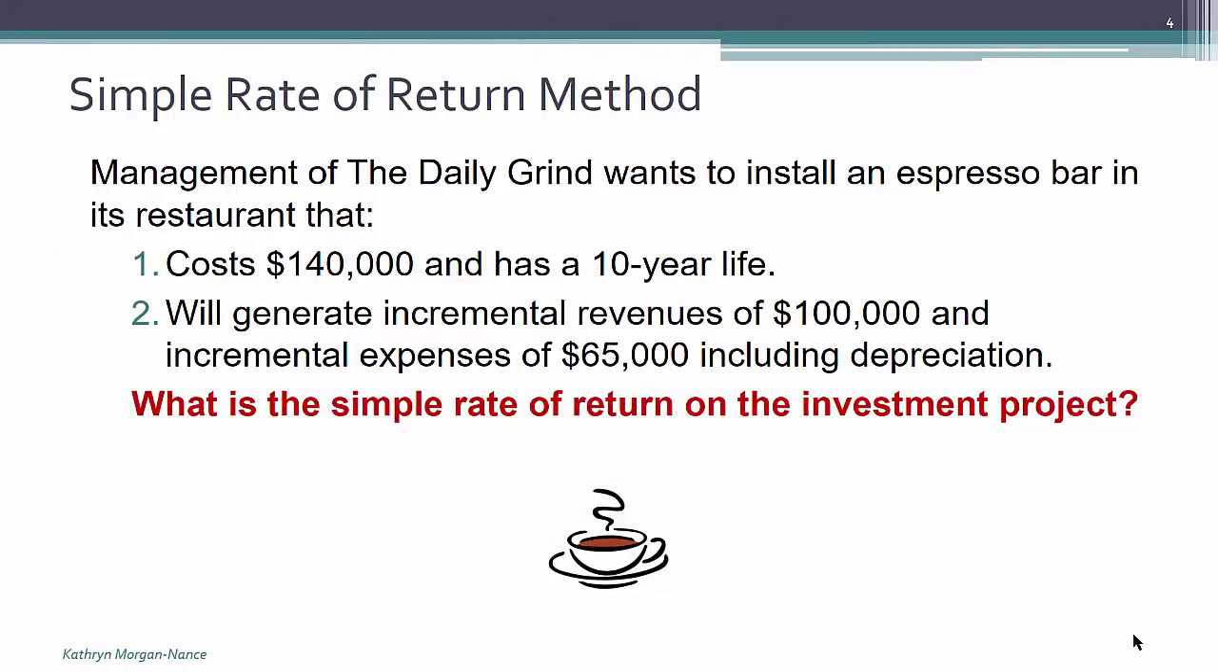We'll now consider a simple example. Assume the management of the Daily Grind wants to install an espresso bar in its restaurant. The cost of that espresso bar is $140,000 and it has a 10-year life. The espresso bar will generate incremental revenues of $100,000 and incremental expenses of $65,000 including depreciation. What is the simple rate of return on this project? Pause the video for a moment to see if you can determine the solution before proceeding.